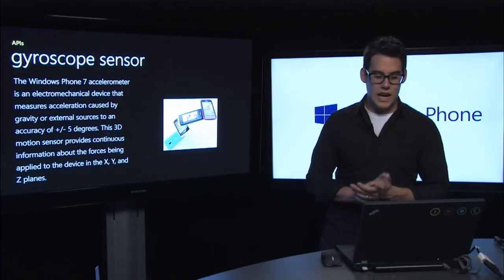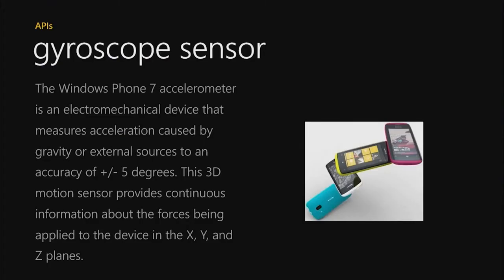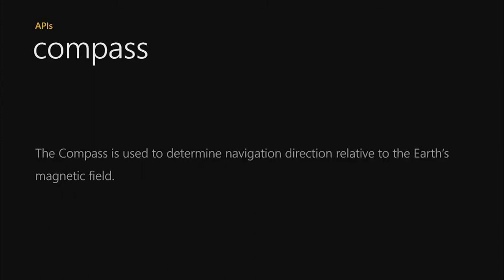We also have a gyroscope sensor. The Windows Phone, since the beginning, has a gyroscope that allows you to get X, Y, and Z locations off of the data from the gyroscope sensor. Compass. The compass is basically the same as any compass that you'd use anywhere. It's nothing super complex, but the compass is used to determine navigation direction relative to the Earth's magnetic field.